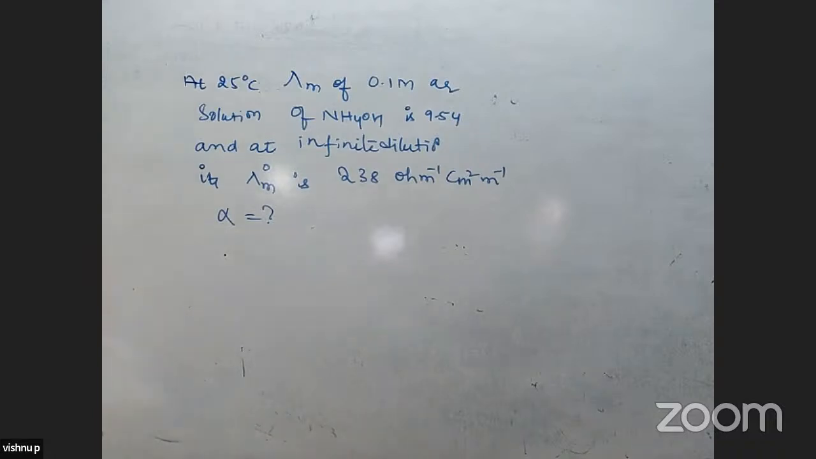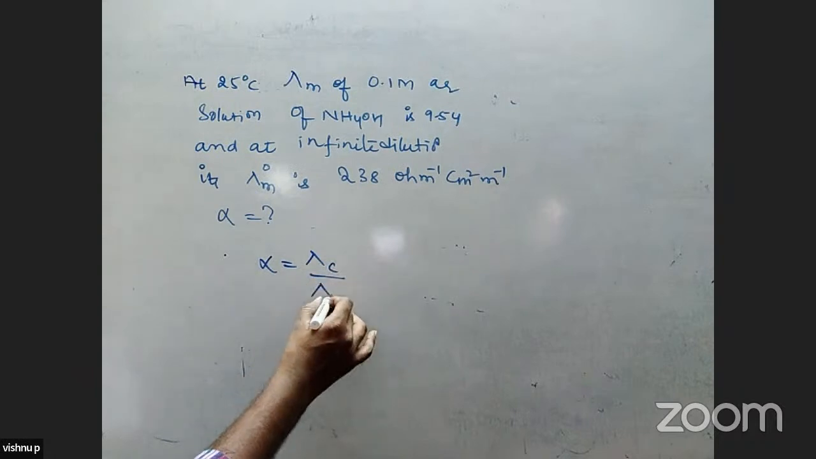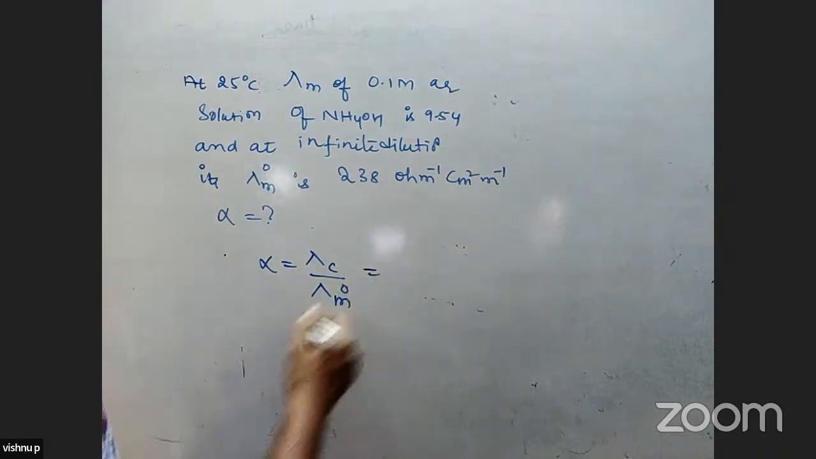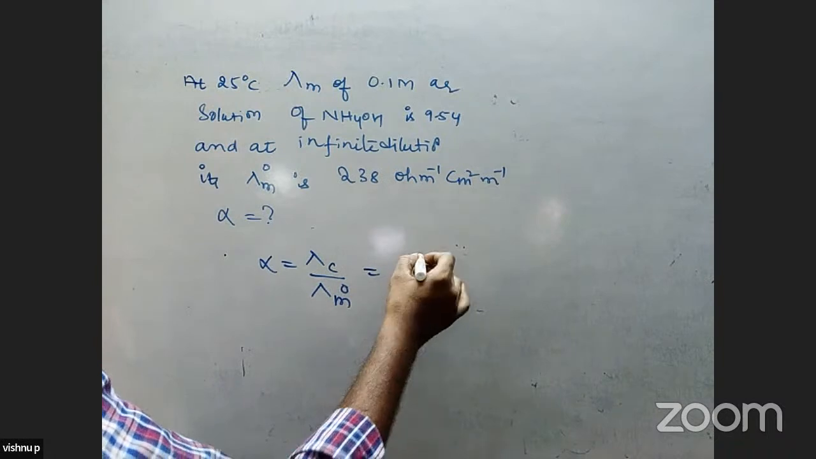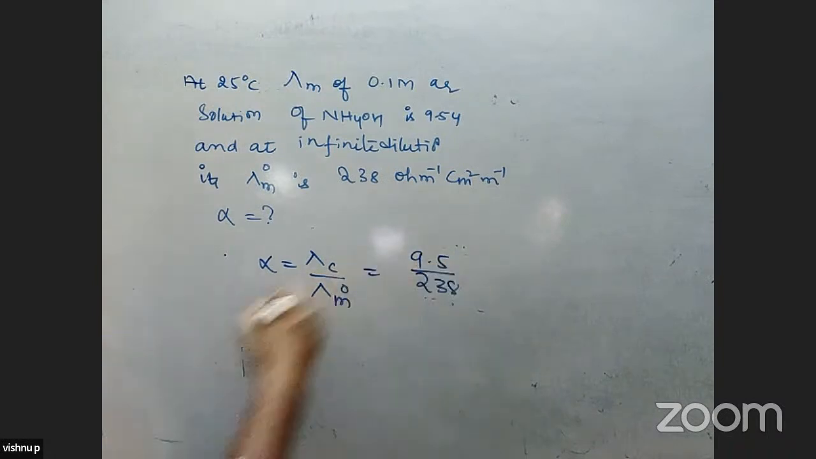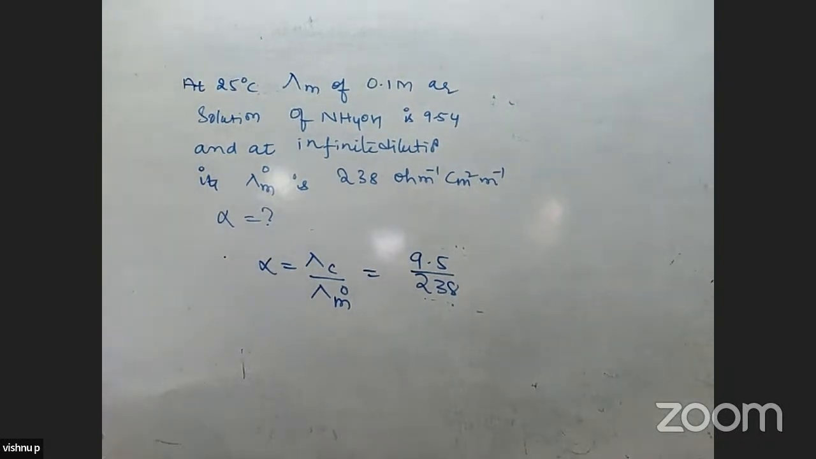What is alpha? Alpha is equal to conductance at that concentration by conductance at infinite dilution. Okay. So what is the value we get here? 9.54 by 238. So from this, we can find out the conductivity at infinite dilution also.